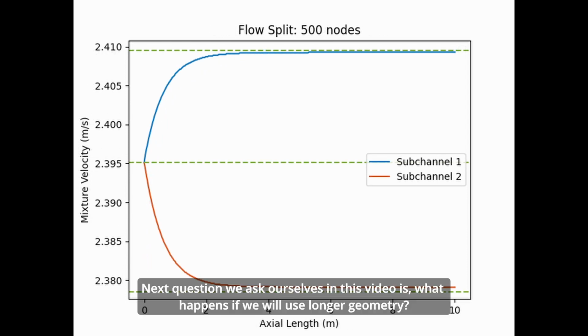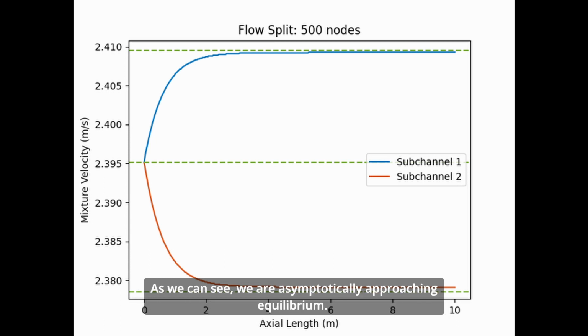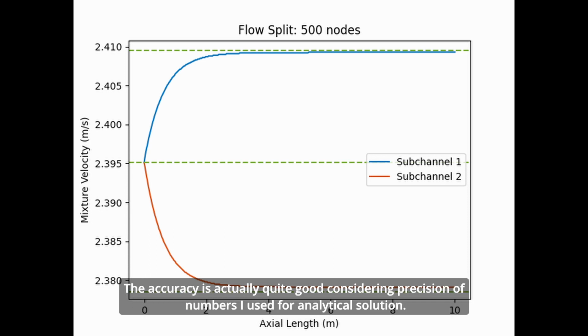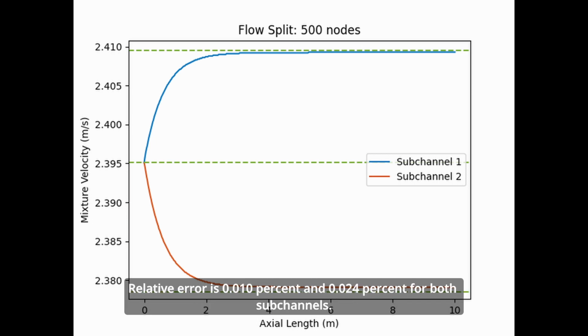The next question we ask ourselves in this video is, what happens if we use a longer geometry? As we can see, we are asymptotically approaching equilibrium. The accuracy is actually quite good considering the precision of numbers I used for the analytical solution. Relative error is 0.010% and 0.024% for both subchannels.